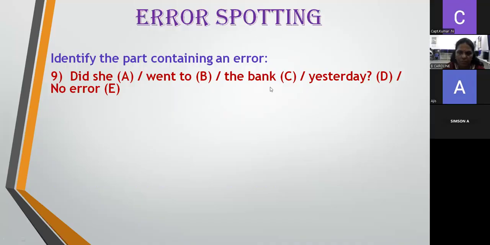Did she went to the bank yesterday? Again, as in the previous question, here also did is there and the main verb is given in past tense, went. So it is the error here. So it should be, did she go to the bank yesterday?